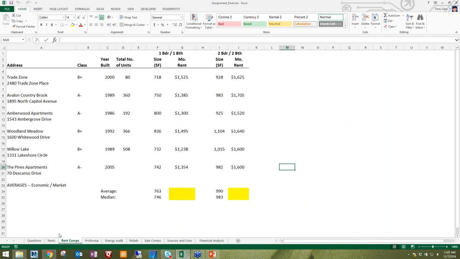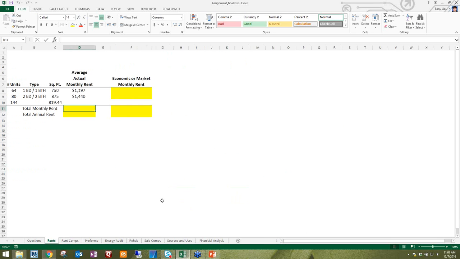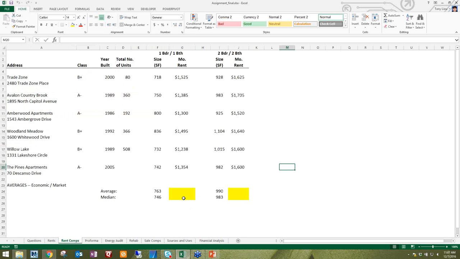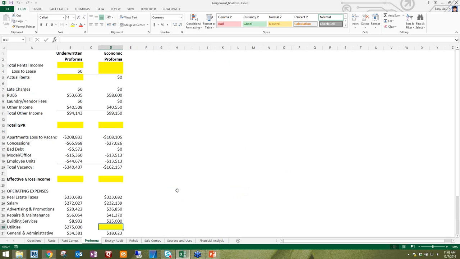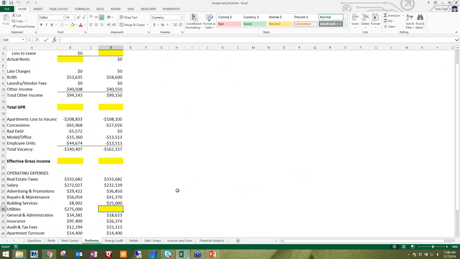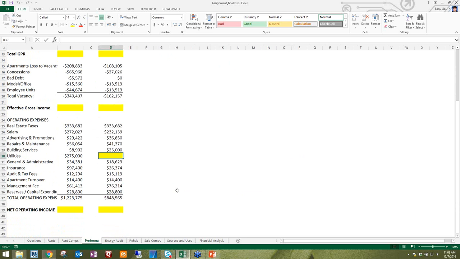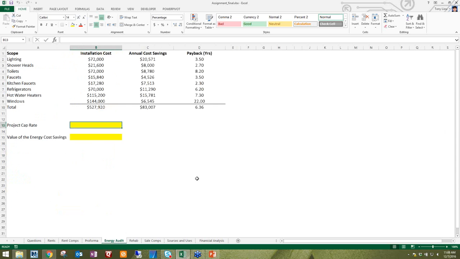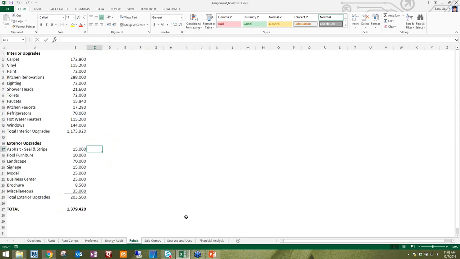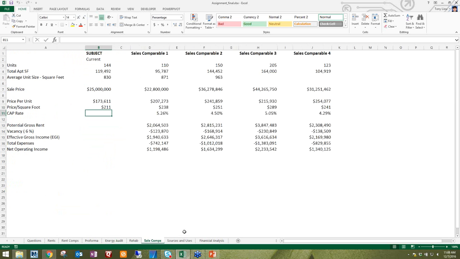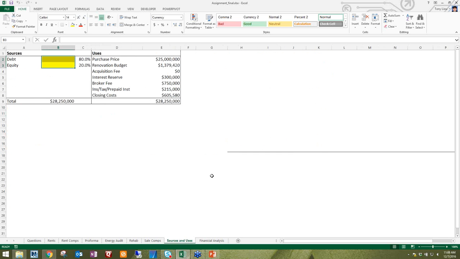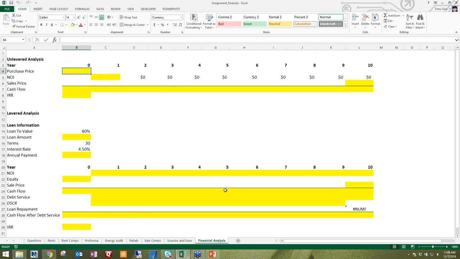I'm going to just go over some tabs. The first tab talks about some of the in-place rents. The second tab talks about rent comps that were done. The third tab is the pro forma, going all the way down from rent to gross potential rent to effective gross income, operating expenses. There's an energy audit tab, which asks a couple of questions. We have a rehab budget, sales comps, sources and uses, and then finally a financial analysis.